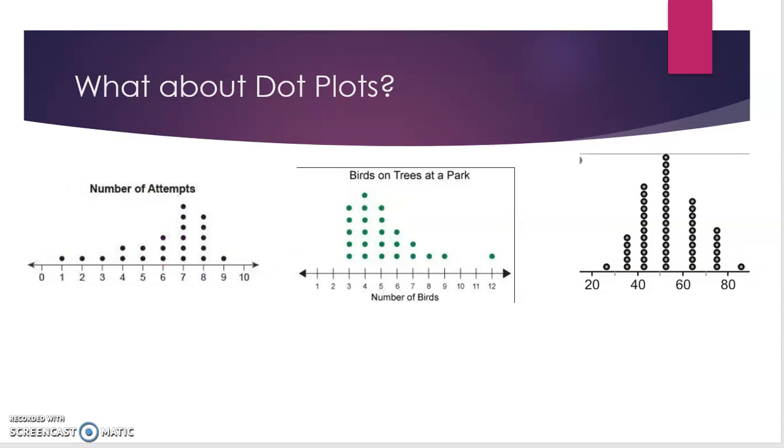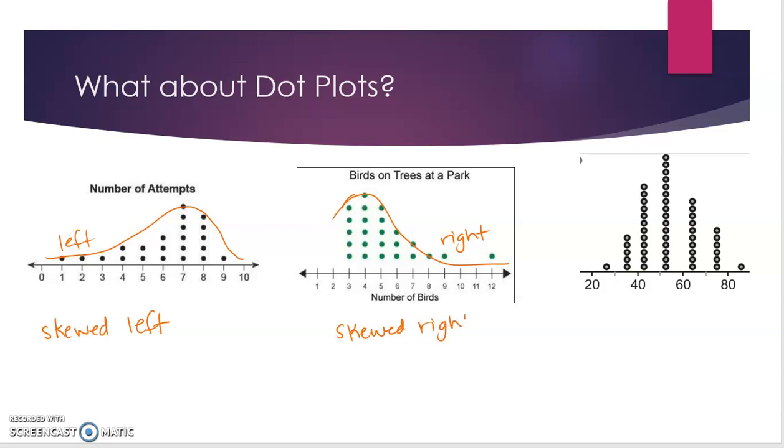The one on the left, I always like to draw out that curve that's going to demonstrate it. You can see here, my tail is on the left, so this one is skewed left. Here, you can see that if I draw out that curve, that one is going to be skewed to the right. My tail is on the right. And then here we have this one, which is pretty symmetrical.